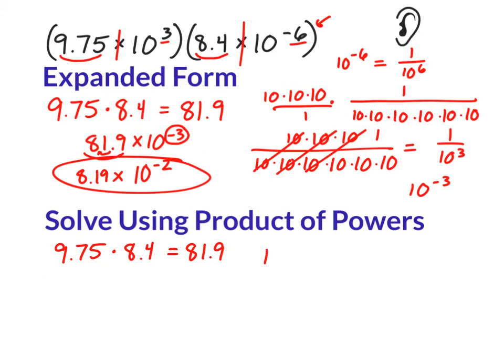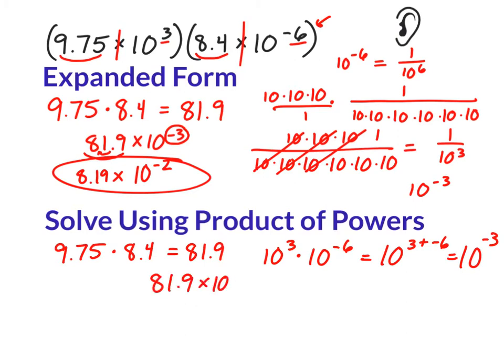And now I can use my product of powers rules to multiply my base 10 numbers. So 10 to the power of 3 times 10 to the power of negative 6 equals 10 to the power of 3 plus a negative 6, which is just 10 to the power of negative 3. So 81 and 9/10 times 10 to the power of negative 3. I have to do the same thing as I did previously, and I'm making my number smaller by 1 unit, so it's 8 and 1900ths. And so I have to make my exponent bigger by 1 unit, times 10 to the power of negative 2.